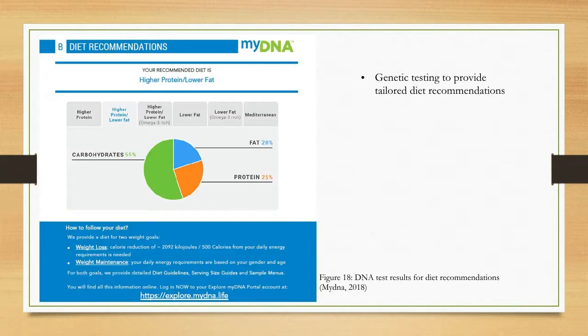As part of this DNA test, they also provided dietary recommendations based on my genetic type. This was done via studies that showed that individuals who share the same genetic results responded well to the suggested diet, which improved their health and weight.